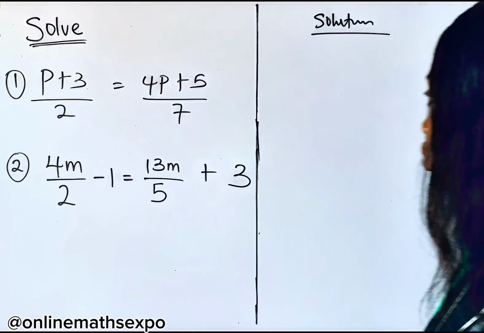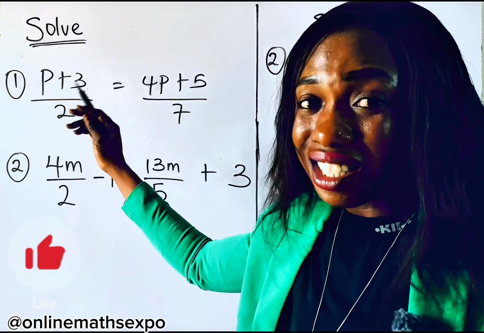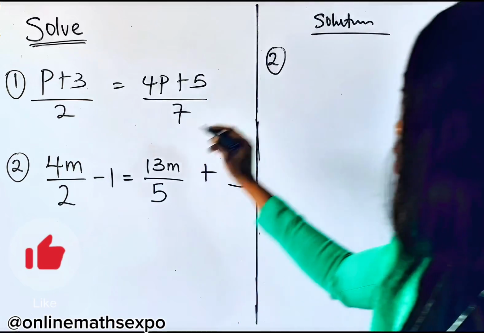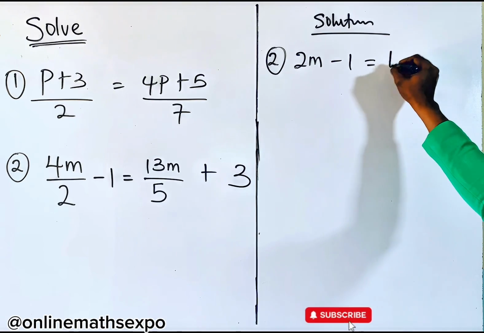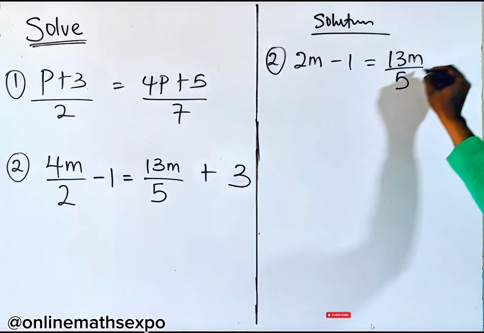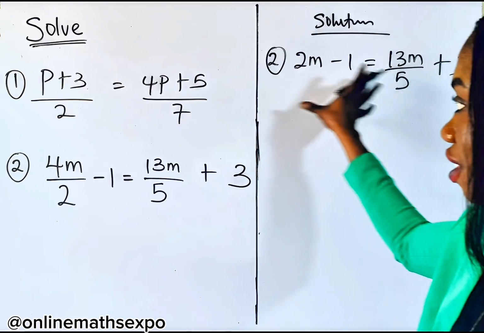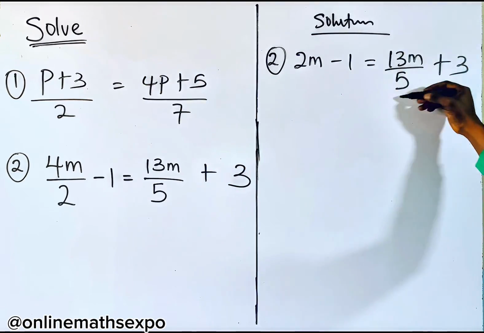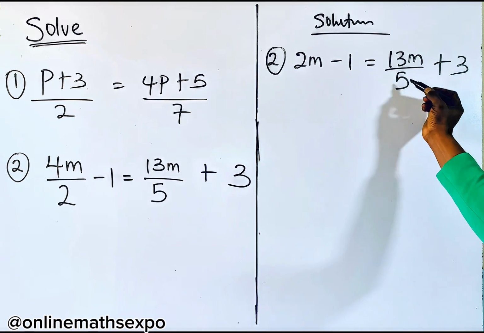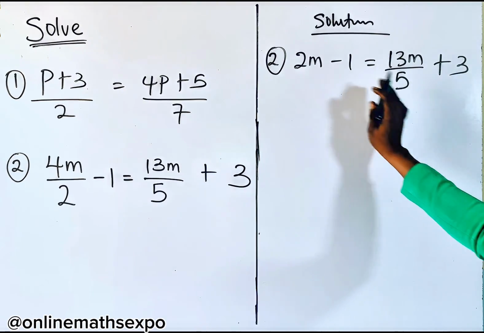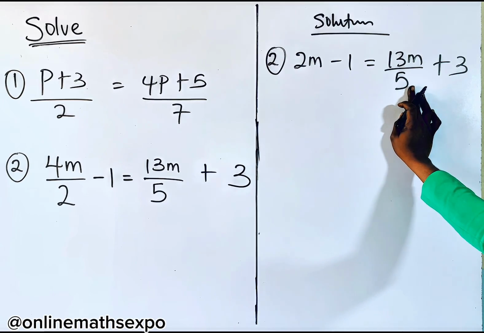So for question 2, this is what we have. You see that this is 4m divided by 2. So we can easily divide this, so that when you divide, it's going to give you 2m minus 1 is equal to 13m divided by 5, then plus 3. Please note that this is not the same with this. You see that this one is the one carrying the denominator 5. So what we do here is, you can choose to use this denominator to multiply each of the terms just to remove it, so that you don't work with fractions again.